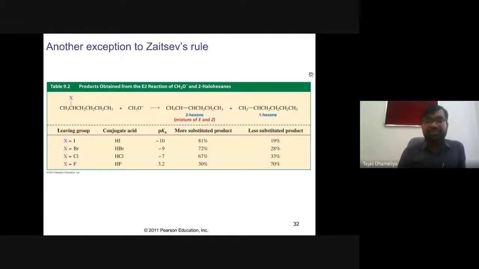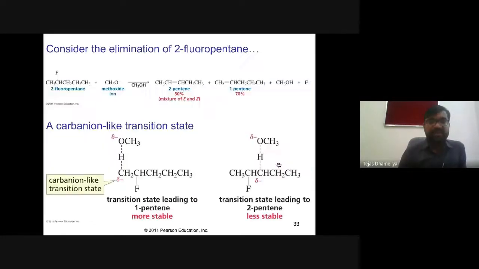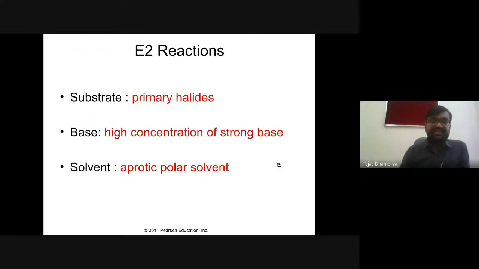It also depends on the leaving group. If we have iodide, which is an easier leaving group, then it will form the Zaitsev rule product the most. But if we have this halogen, then it will not be able to form this Zaitsev product. Only 30% is formed, so the less substituted product is formed 70%. Okay, so these are the major things which are important.